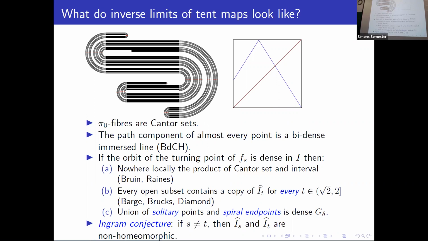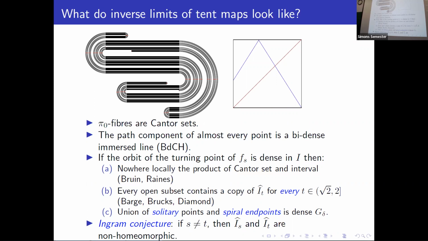There are spiral endpoints which kind of spiral down to an endpoint here. There's all sorts of stuff going on in this picture, or not in the picture, going on in the inverse limit, that you couldn't imagine from the picture. And let me just mention what Yeno also talked about, the Ingram conjecture, that for different values of the slope, these inverse limits are non-homeomorphic.